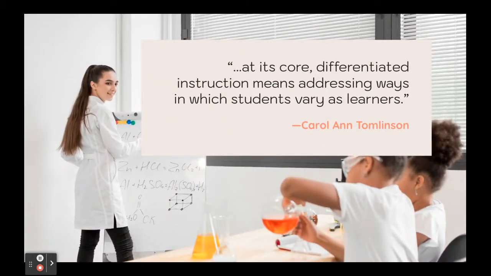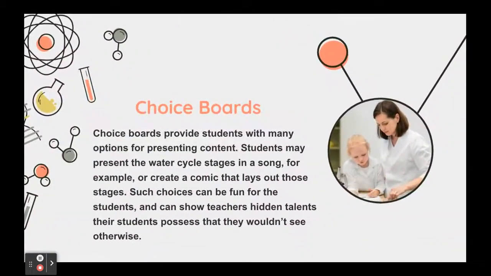At its core, differentiated instruction means addressing ways in which students vary as learners. Carol Ann Tomlinson. The best way to differentiate instruction is to give students a choice in how they show their learning. All students learn in their own way, and they need to be able to show their individual skills and interests. As long as they're able to demonstrate a certain skill, assessment should be more about the process than the product.